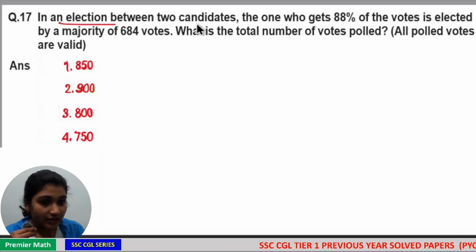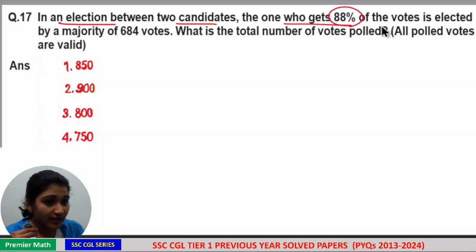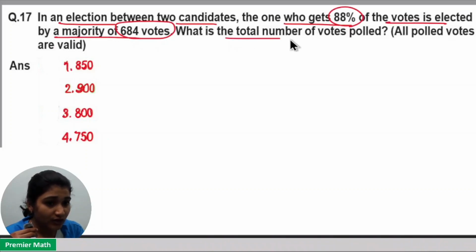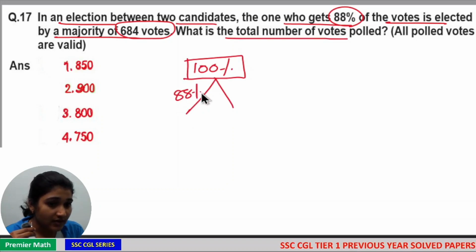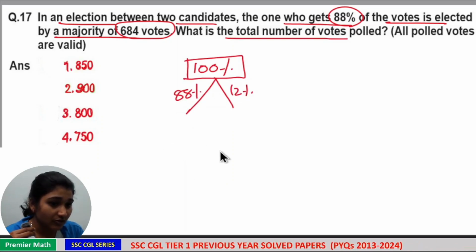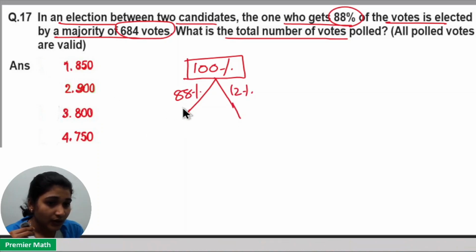In an election between two candidates, the one who gets 88% of the vote is elected by a majority of 684 votes. What is the total number of votes? Consider 100% or 100 parts as the total number of votes, out of which 88% votes are received by one candidate, and the remaining 12% received by the other candidate.